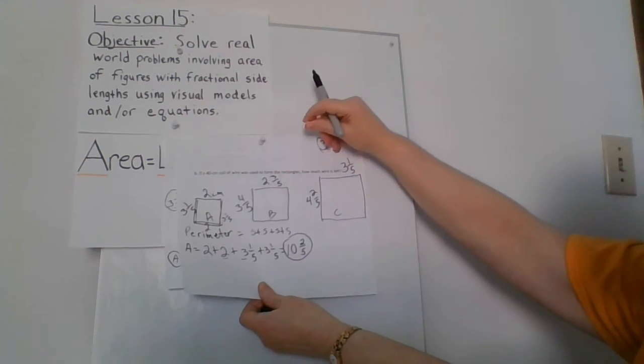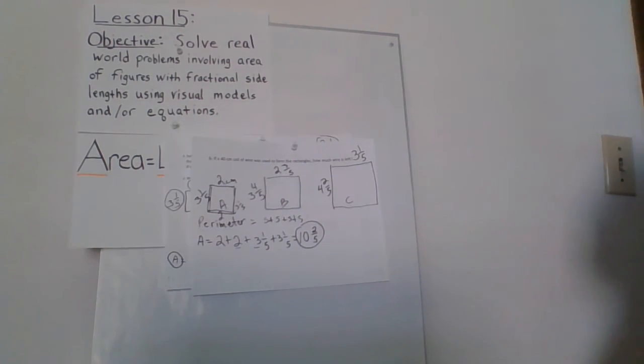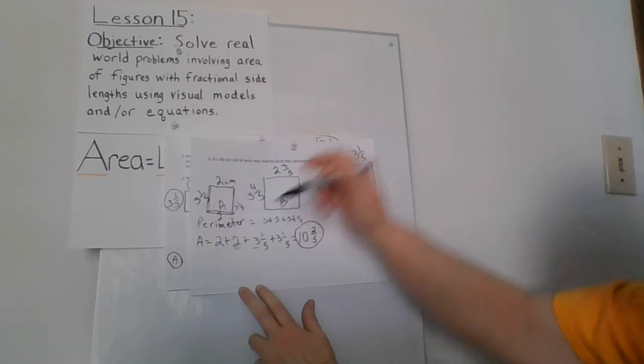Okay, let me go on to letter B. Letter B has 2 3/5.